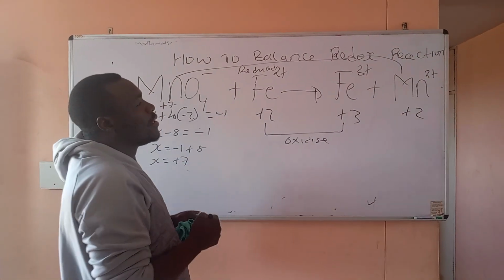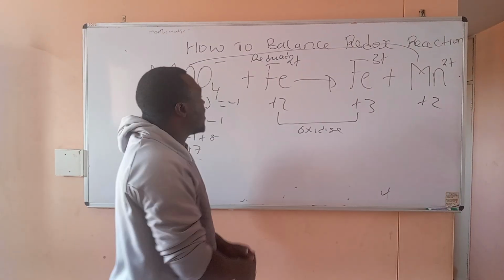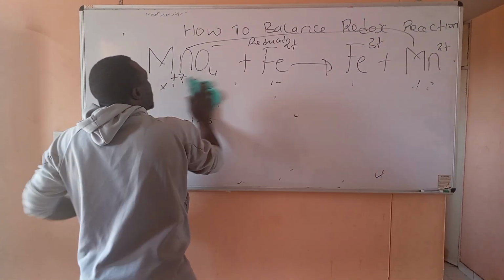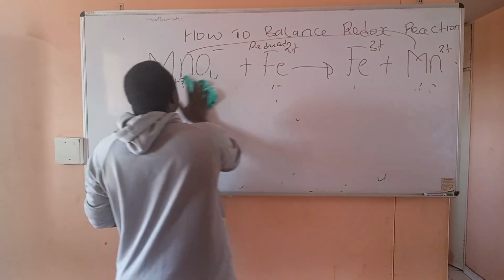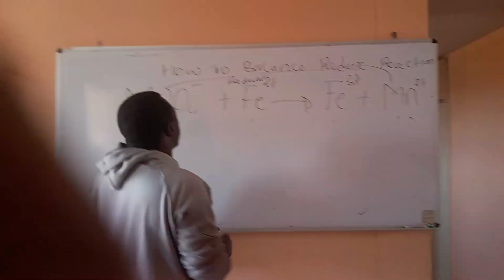So you see, a redox reaction is taking place because oxidation and reduction are taking place at the same time. That wasn't our purpose for this reaction. Our purpose was to balance it. How to balance a redox reaction? We balance a redox reaction like this.